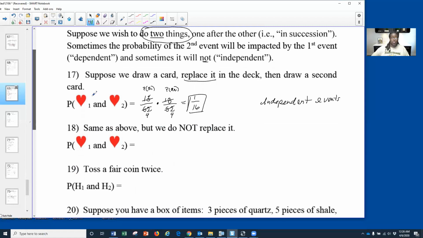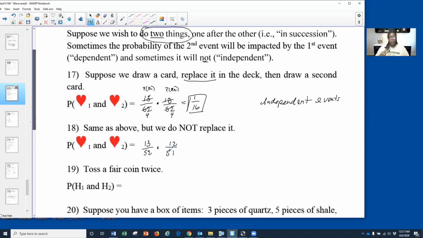Okay, so when we pull this first time, we have the 13 hearts in the deck out of the 52 card deck, right? But remember, we didn't put the card back in. So now, do we have 52 cards in the deck now? No, we have 51 cards in the deck. If this is a heart that we pulled, do we have 13 hearts back in there? No, we would only have 12. You see that? Okay, so think about what's happened.